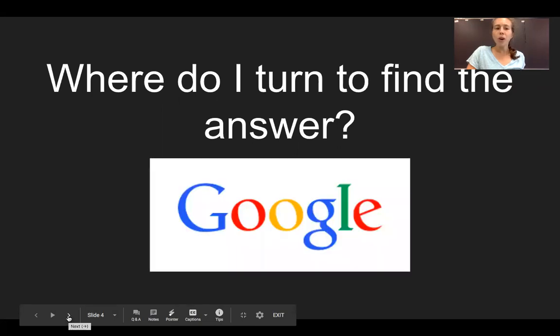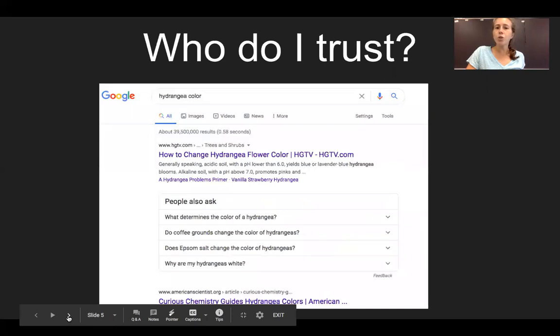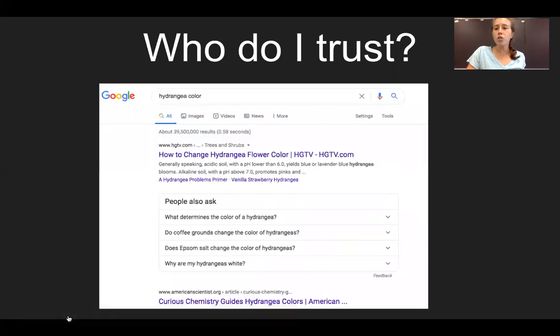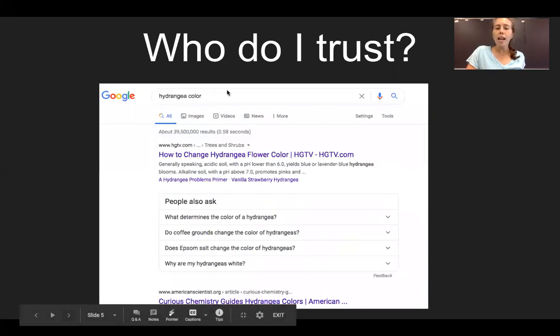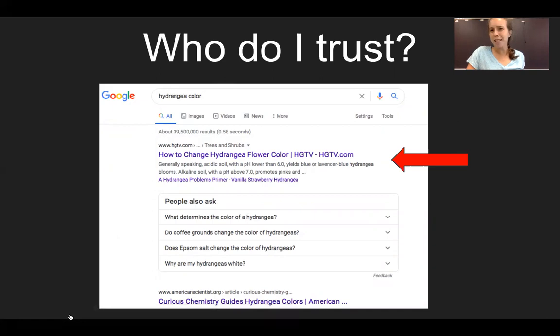Google, right? Everyone's default, we go to Google. So I type in hydrangea color into Google, and I see my results, the first being HGTV, the second being AmericanScientist.org. Who do I trust? Well, first one on Google, I must trust it, right? Probably not, but I'm going to see what they have to say.